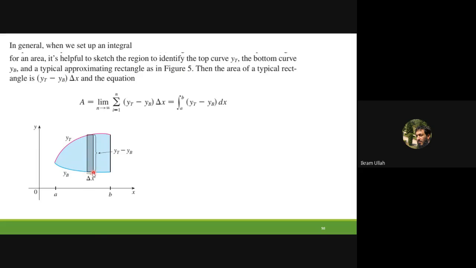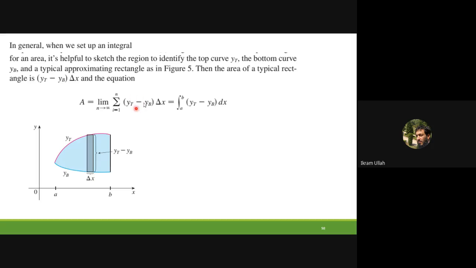And the width of this rectangle strip is equal to delta x. So what is the area of this rectangle strip? It is equal to yt minus yb times delta x. So that is the area of this rectangle, and the equation is A is equal to this: yt minus yb delta x.